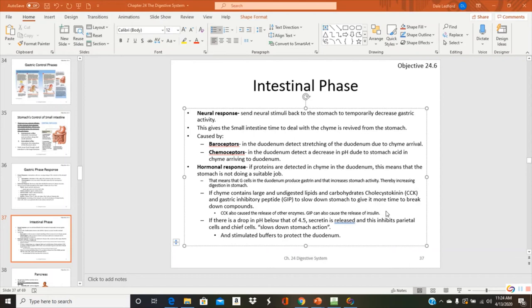There we go. And then we make buffers to protect the duodenum. Okay. As well. So I need to do this. Sorry about some of these new slides, they are just not the way I want them, and I'm picky.